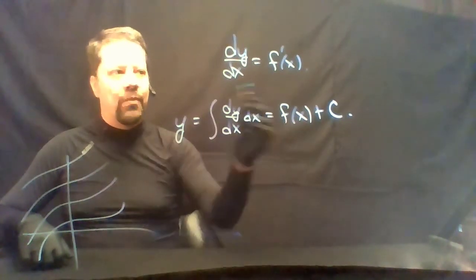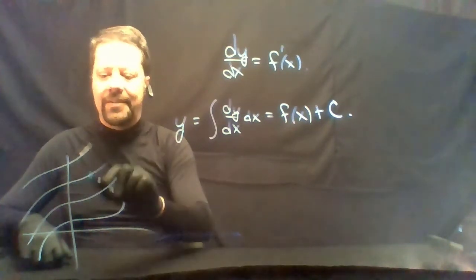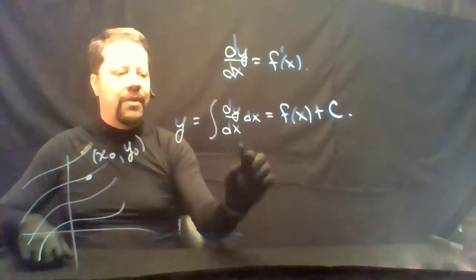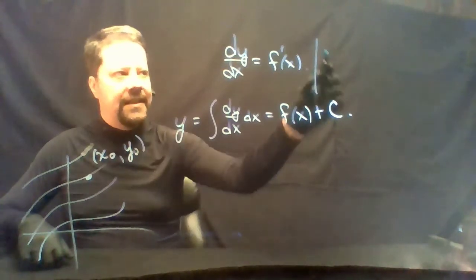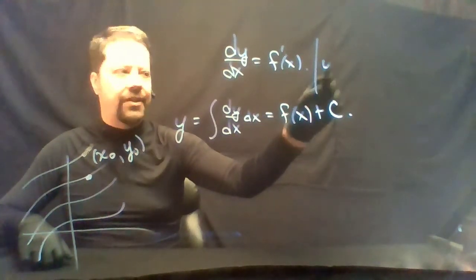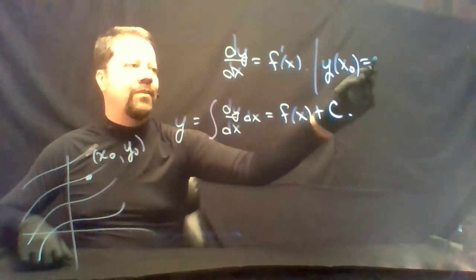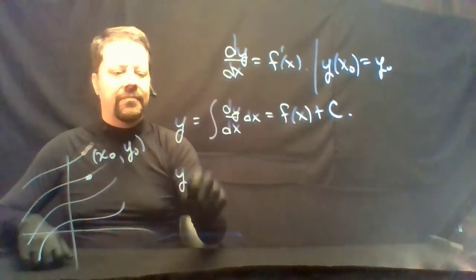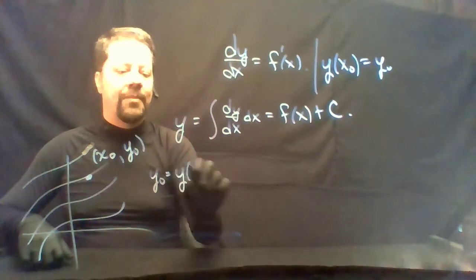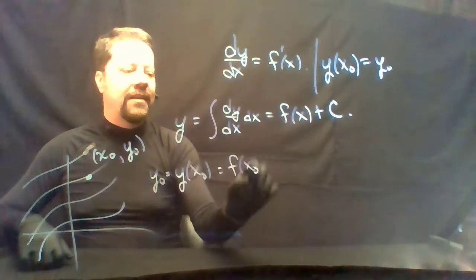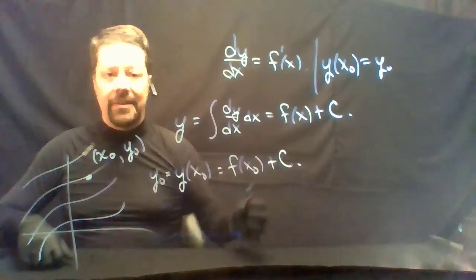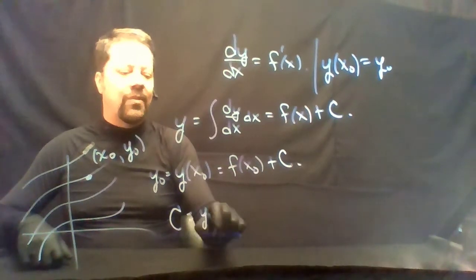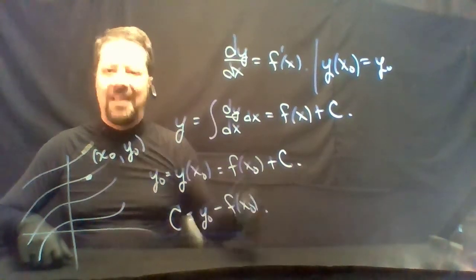If you want to get a particular solution out of this, one that passes through some point, x naught, y naught, what you do is you assume that in addition to the differential equation, you have an initial condition that y of x naught equals y naught, in which case we'll get the following. y naught will be y of x naught, that's going to be your f of x naught plus c. That then tells you what the c is. c is y naught minus f of x naught.